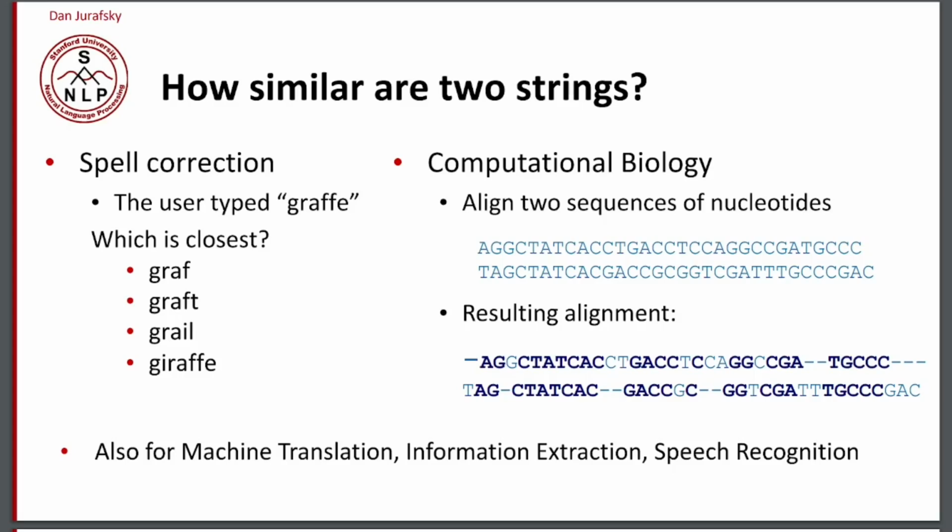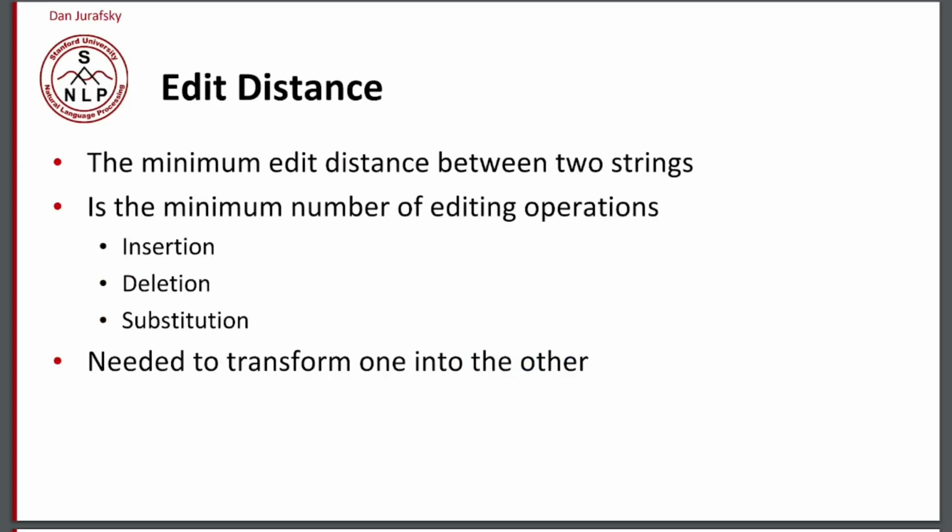Or we might be talking about computational biology, where we might want to compare 2 strings of nucleotides and say, where are they similar? Where do they overlap, right? What alignment of these 2 strings gives us the greatest similarity between the two, right? So this has applications in machine translation and information extraction and speech recognition, right?